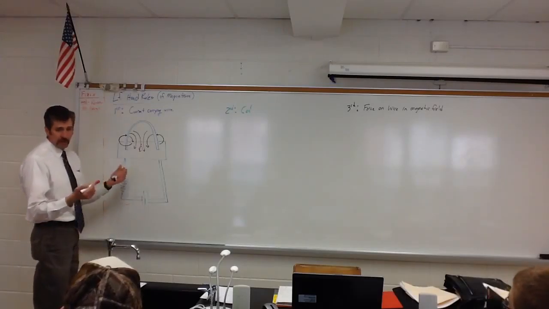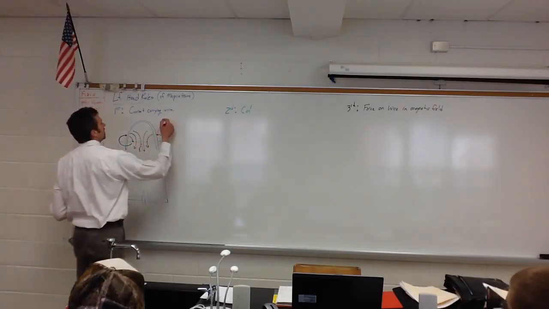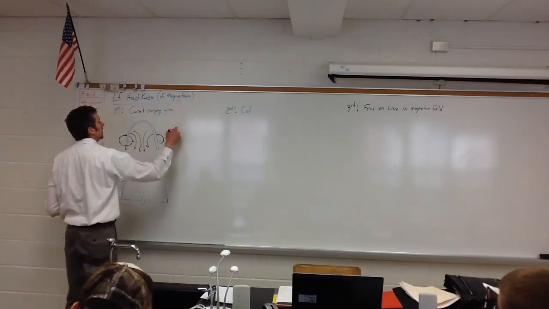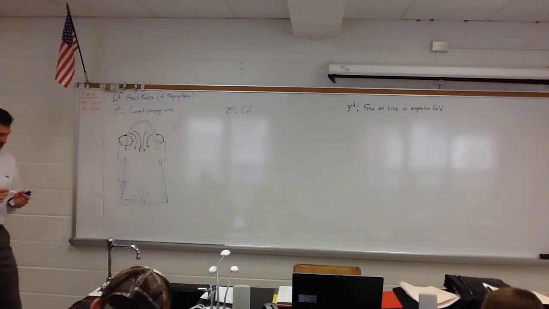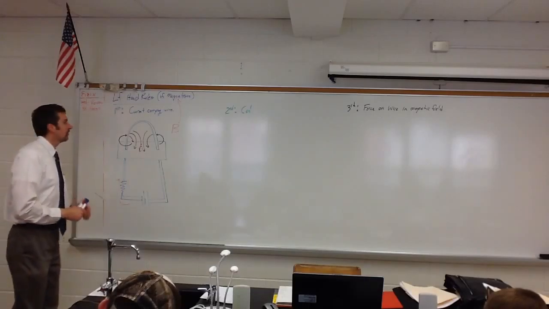And one thing I failed to mention yesterday is the letters for magnetism. You know how everything has a variable? The letter for magnetism is a B, capital B. Just so if you see that, you know what they're talking about.